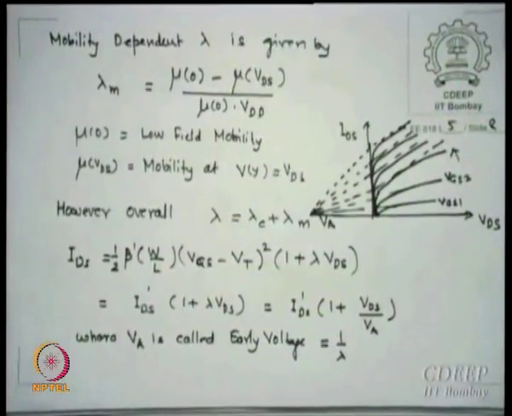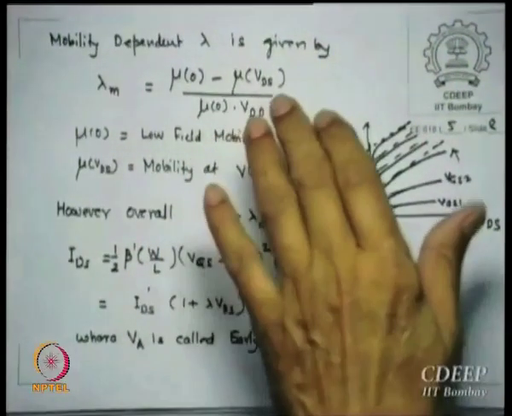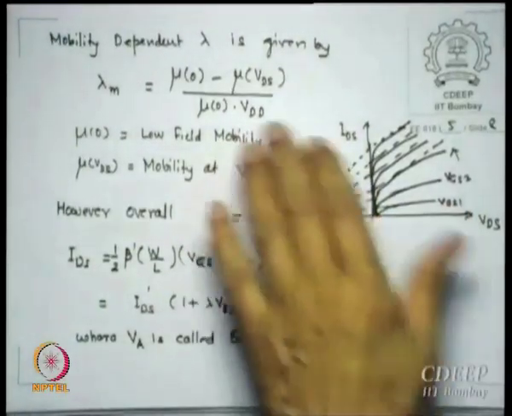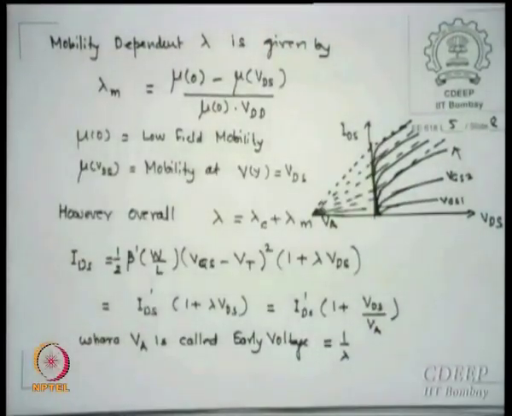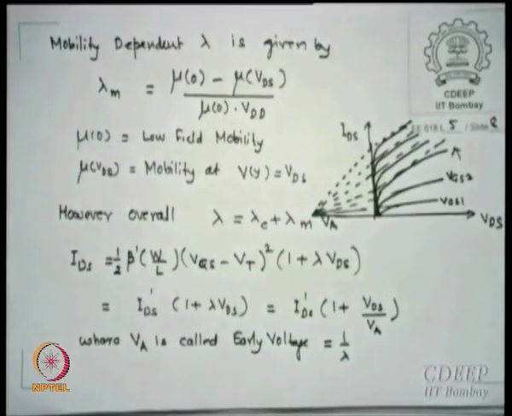We don't go into too much detail because it's much more interesting from the device point of view, how mobility varies, why it varies. You just take it from me that this is the expression, which is mu 0 minus mu VDS upon mu 0 VDD. This is called the lambda parameter with mobility variations, where mu 0 is the low field mobility and mu VDS is the mobility at the applied bias.